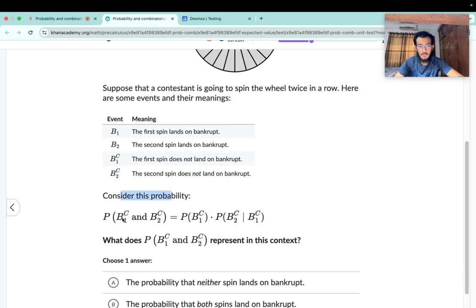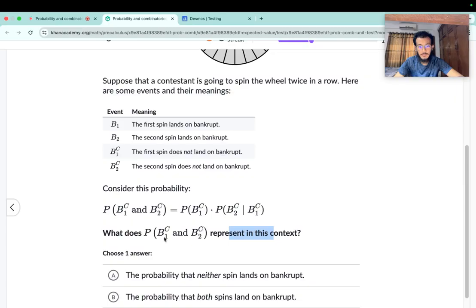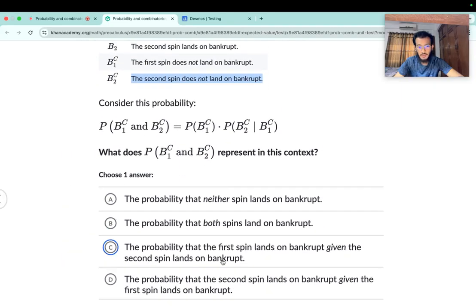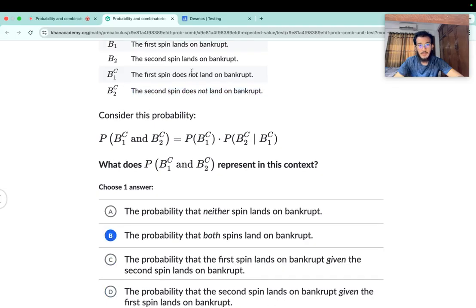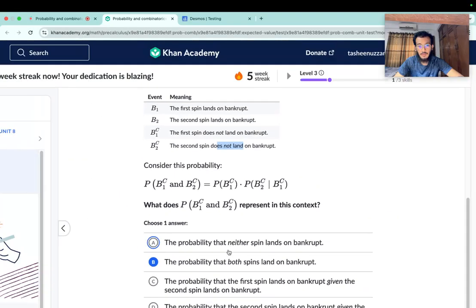Okay, consider the probability of this thing. What does this represent in this context? Well, you have the probability that the first spin does not land on bankrupt and the second spin does not land on bankrupt. This is what it is representing. The probability that both spins land on bankrupt, no, neither lands on bankrupt. Does not land on bankrupt. So A is our answer.